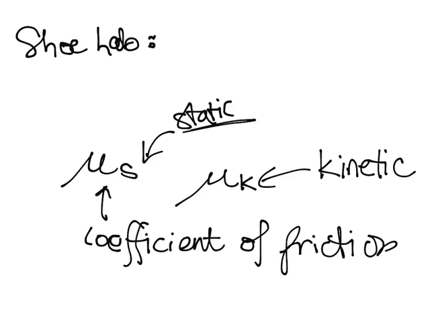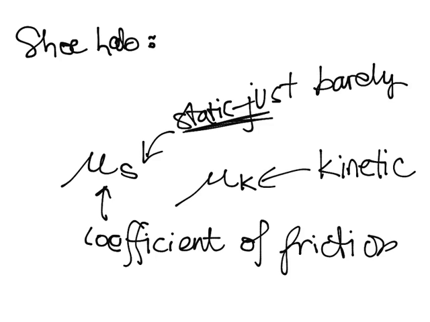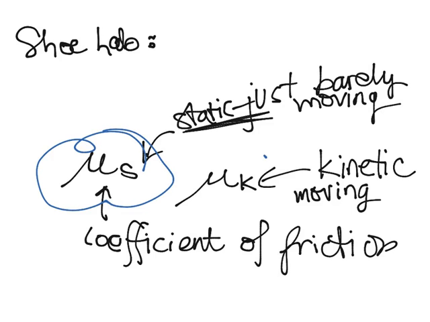Static means just barely moving. And kinetic means moving along. It doesn't have to be at a constant speed, just it is moving, not just barely, it's going. So those are the two things that you are looking for in this lab.